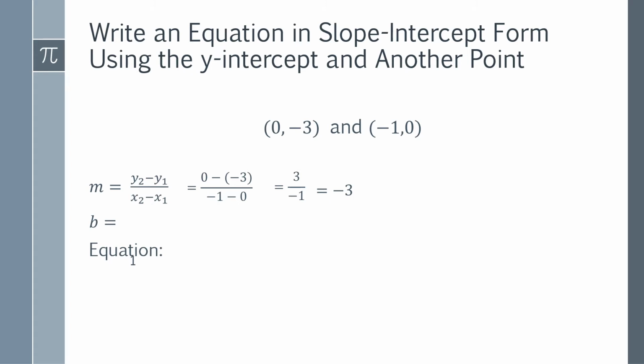Now, b is the y component of the y-intercept. So that's the point that has 0 as its x. So our b here is going to be negative 3. So we know slope, we know b, so we can just plug that into our equation. Y is equal to negative 3x minus 3. All right, let's do some practice problems.